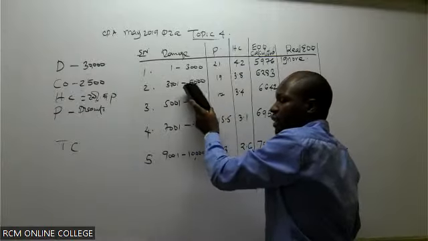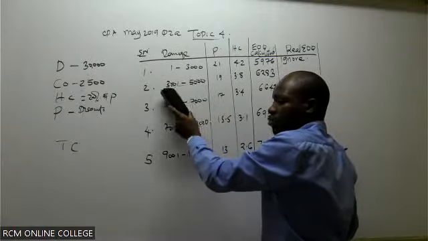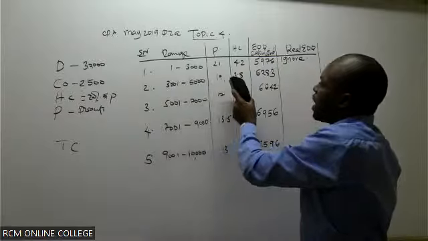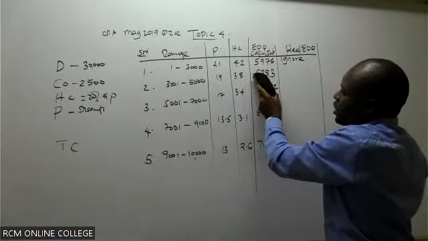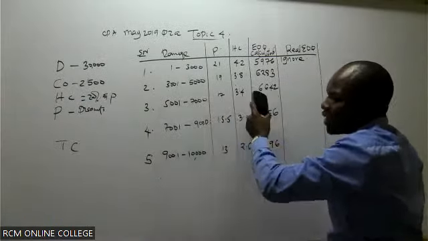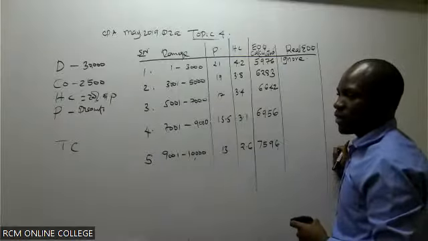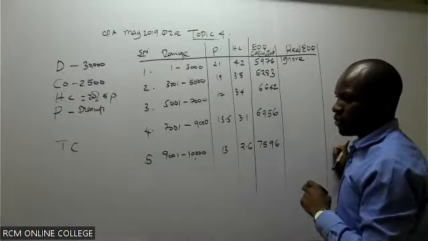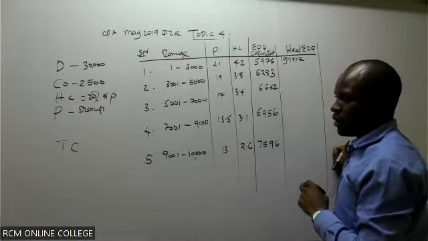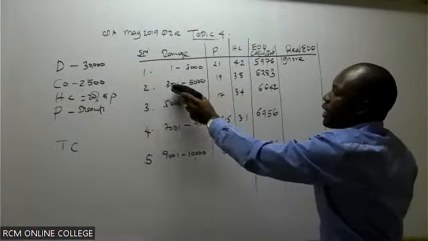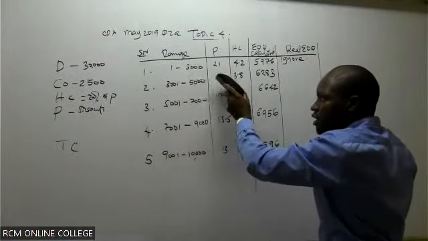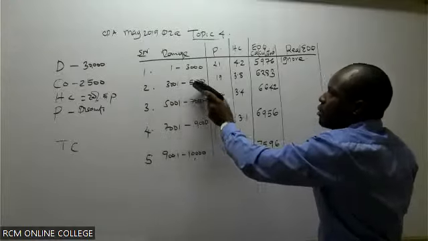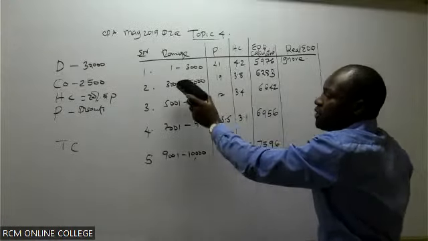Lazima ikuwe within this range here. When I come to my economic order quantity, is it within the range or above the range? Is it within or above the range? It is above this particular range. They only give you 19 shillings if you bought within this range, but your economic order quantity is above the range.